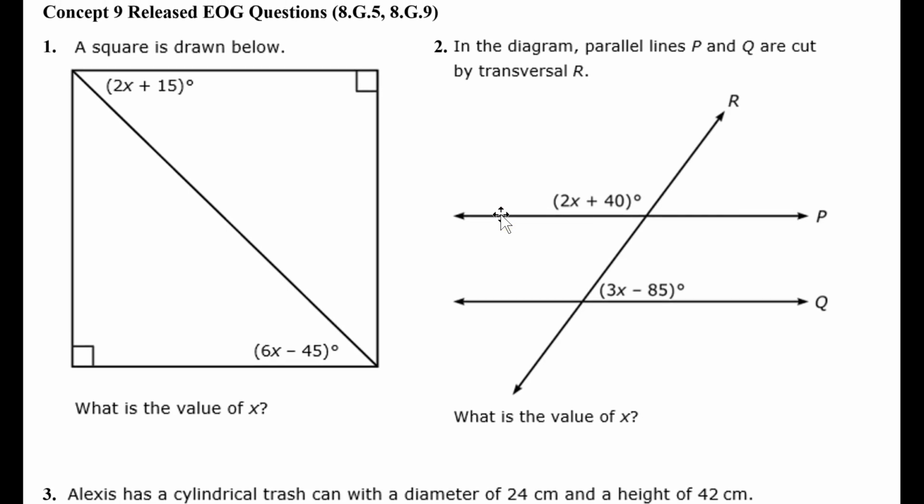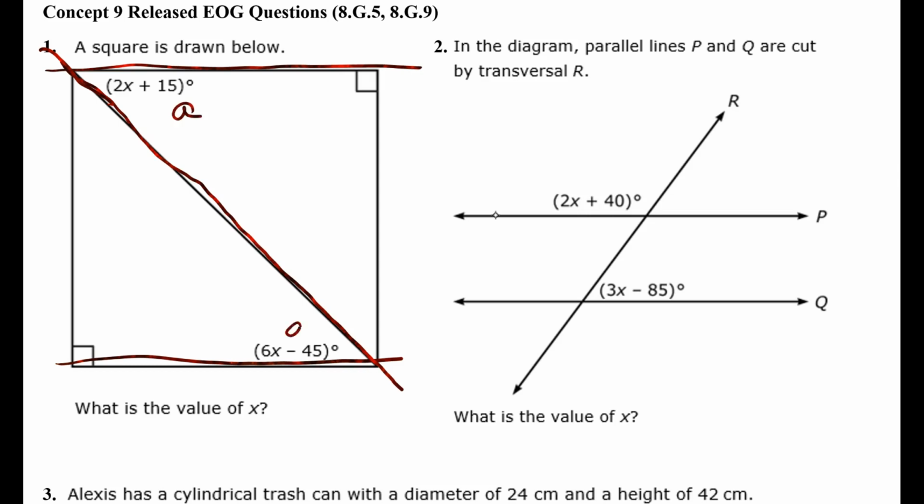Okay, so a square is drawn below. What is x? Well, I know this is a square. If I extend this, these will be parallel lines cut by a transversal. So this angle right here would be an A, and this would be an A. And the other half would be an O. All of this would be an O. So we know that they're equal to each other. So we would say that 2x plus 15 is equal to 6x minus 45. And slide to the left.